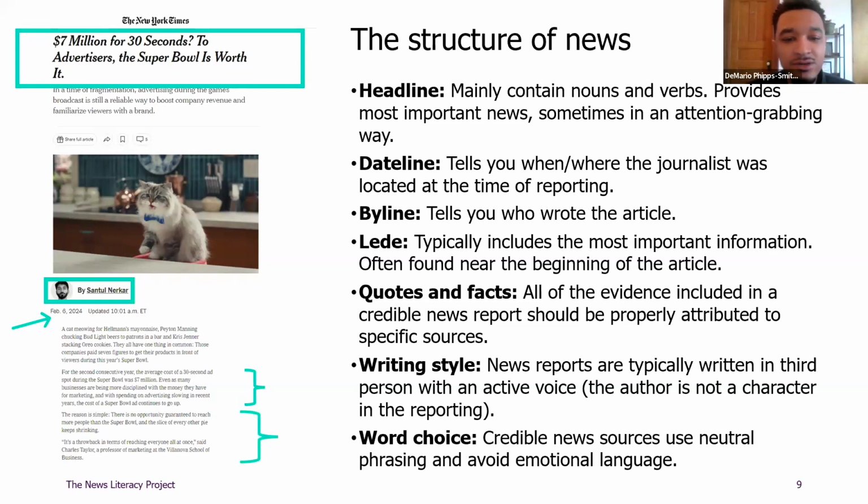In the body of the article, you'll see a lot of evidence that is included from credible news sources, from sources that are experts or people who have witnessed something happen. And also in straight news reports, you'll see reports that are written in the third person with more of an active voice, and they use neutral phrasing, right? And avoid suggestive, sensational language.